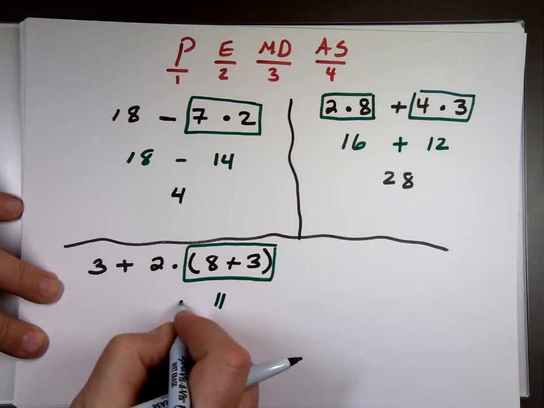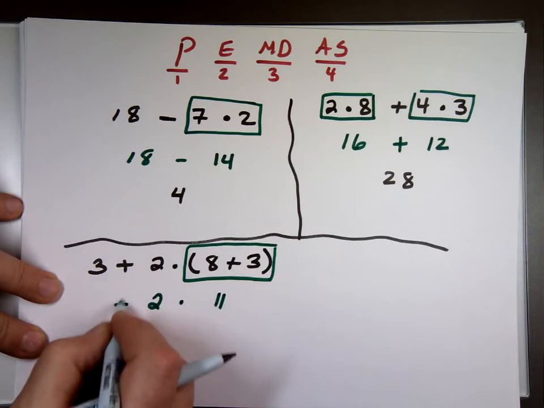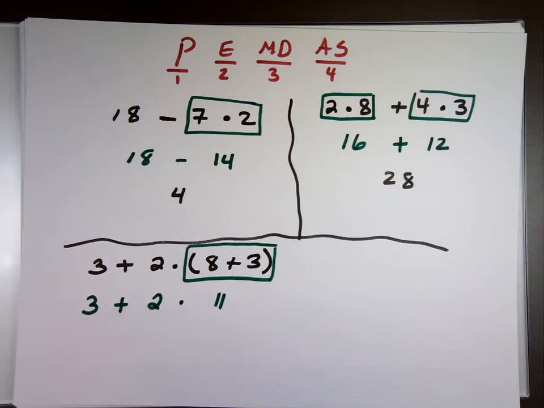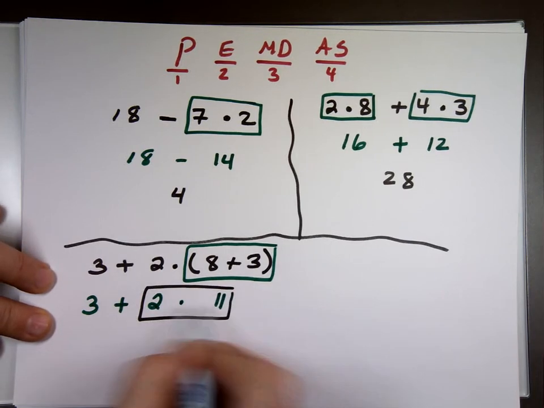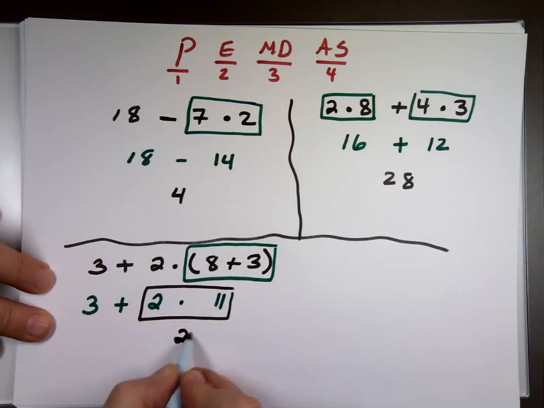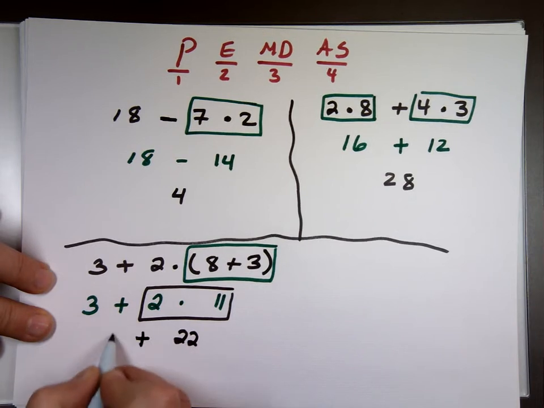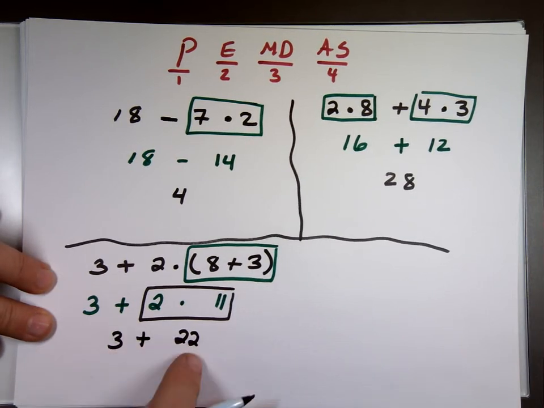I'm going to copy the rest of the problem. I find that that's easier for me. Do I have any exponents? No. Any multiplications or divisions? Yes. What's 2 times 11? 22 plus the 3. Now, there's no more multiplication or division. What do we have here? 25.